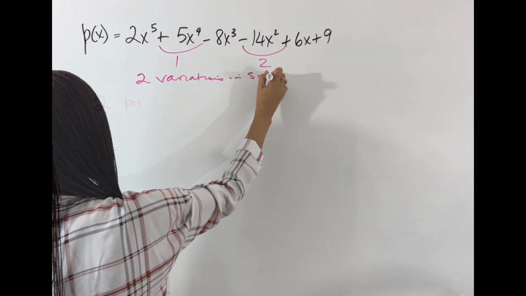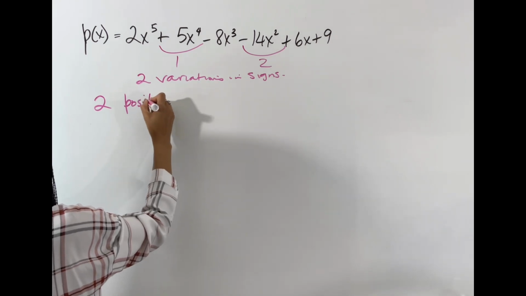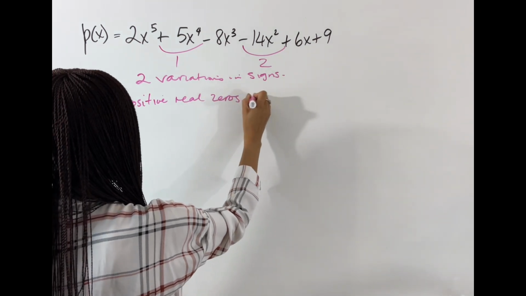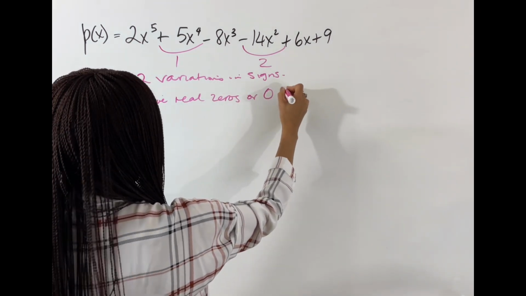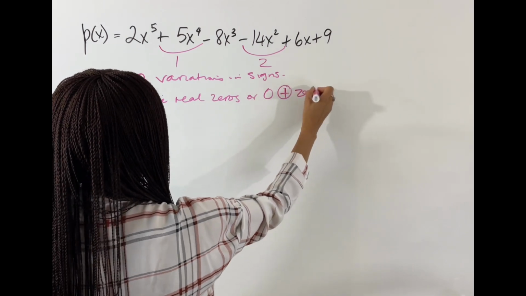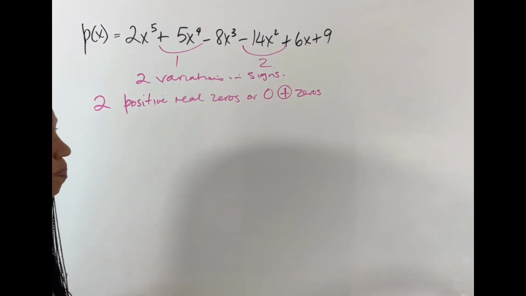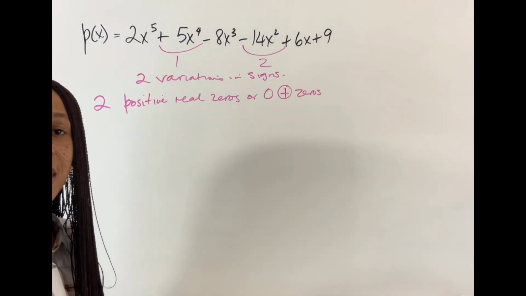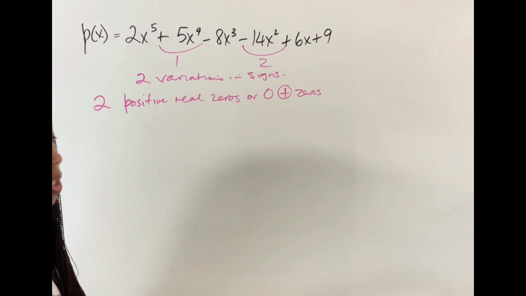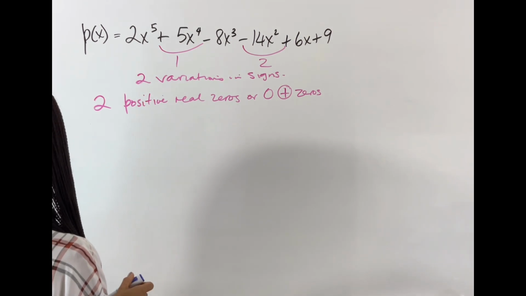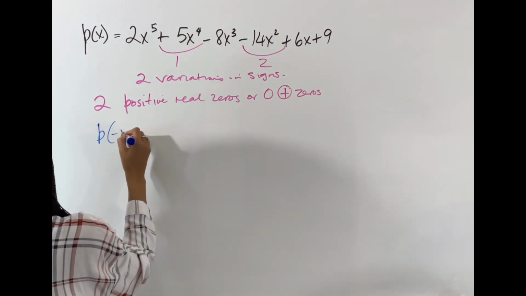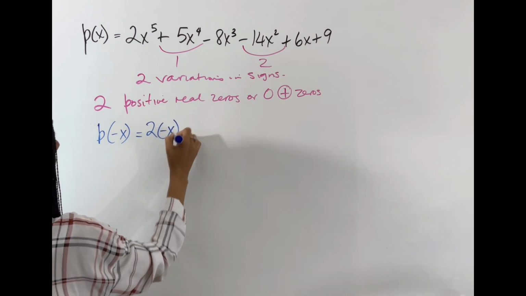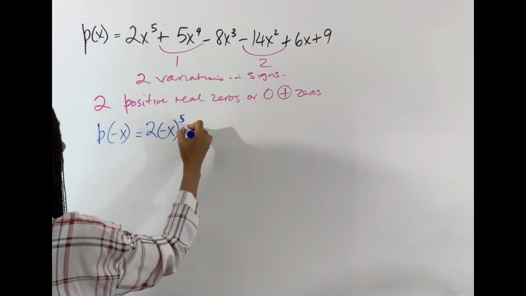So this means we have 2 variations in signs, and because of that we have 2 positive real zeros or 0 positive zeros. And I use this to show that that means positive. So let's look at the P of negative x to determine the amount of negative zeros that we will have. So P of negative x, and we are going to simply substitute negative x where we see x.